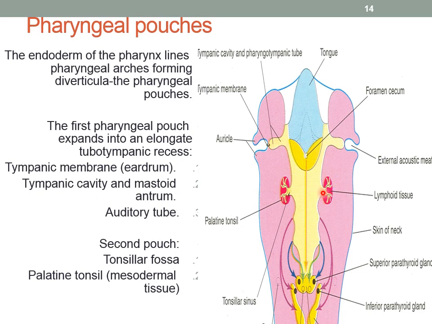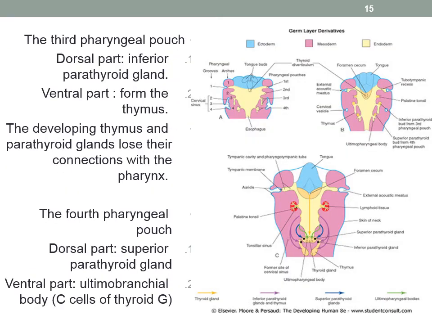The second pouch here forms the tonsillar fossa and the palatine tonsil, which is lymphoid tissue. And we have here the tonsillar sinus. So we have talked about the pharyngeal arches, the pharyngeal grooves or clefts, and the pharyngeal pouches.